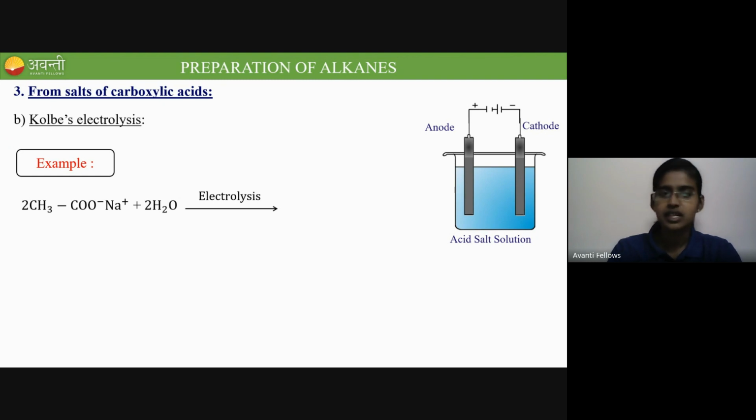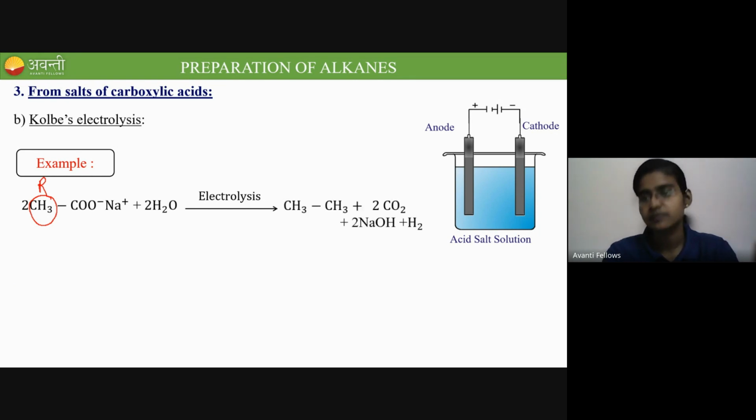So here the alkyl group is CH3. This is R. So R-R should be the product. So methyl, which is nothing but ethane. The product is ethane. That's all. Okay, so it's a very easy preparation.